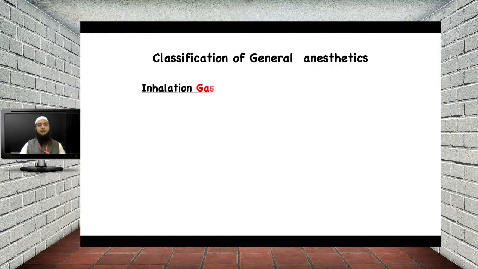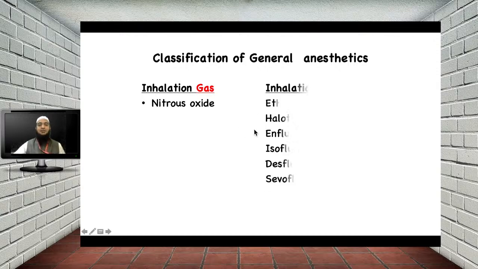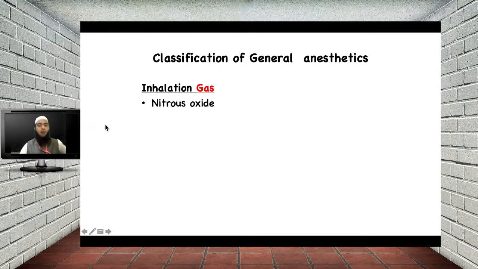General anesthetics are broadly classified into inhalation gases and inhalation liquids. Sometimes a liquid can also be converted into a gas and given as a general anesthetic. Amongst inhalation gases we can use nitrous oxide. It is one of the oldest and is still used as a good general anesthetic drug. So it belongs to the category of inhalation general anesthetics.